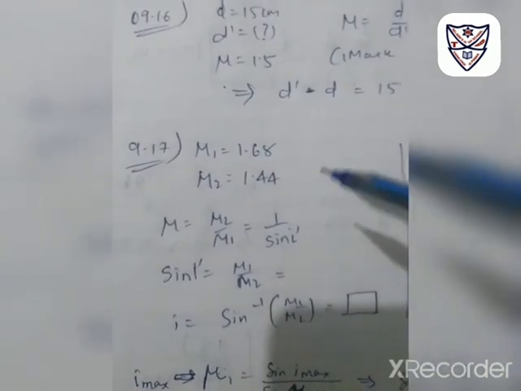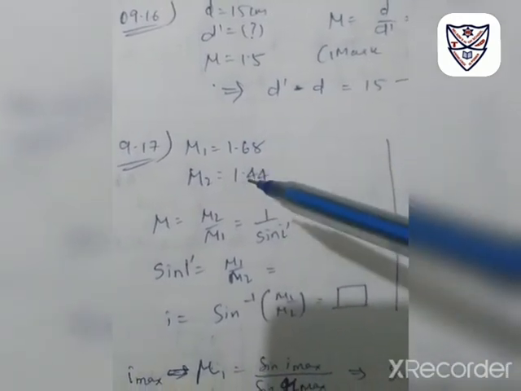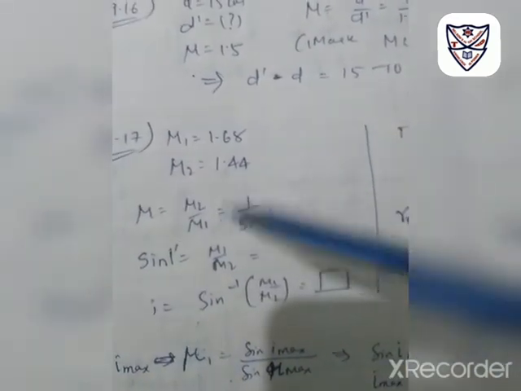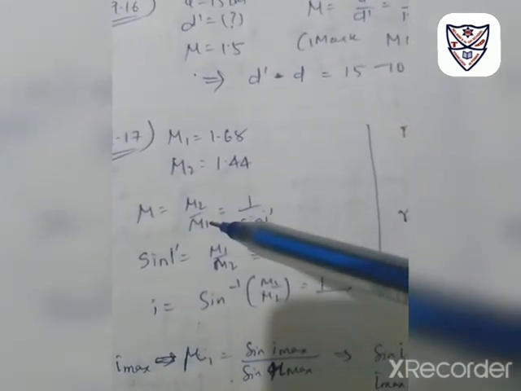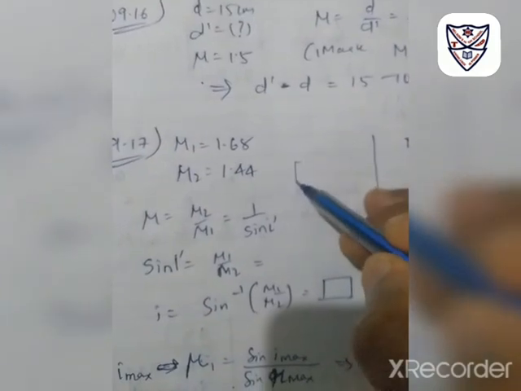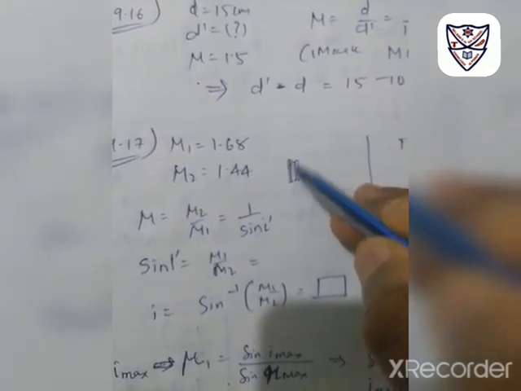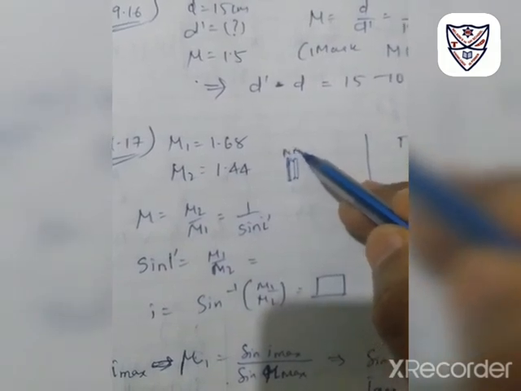So now next one, they have given two refractive indices. So you know the basic refractive index will be the ratio of those. Suppose this is medium 1, this is second medium 2. So first mu1, mu2.